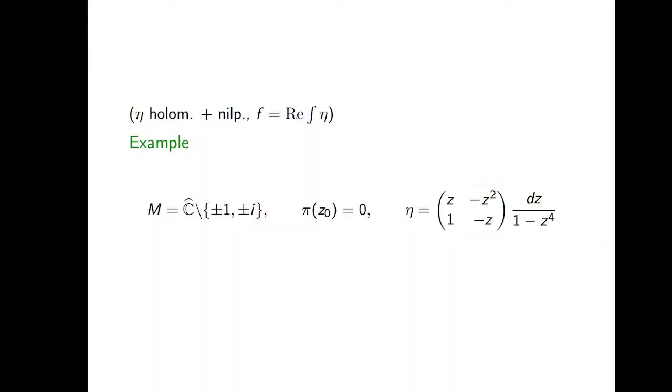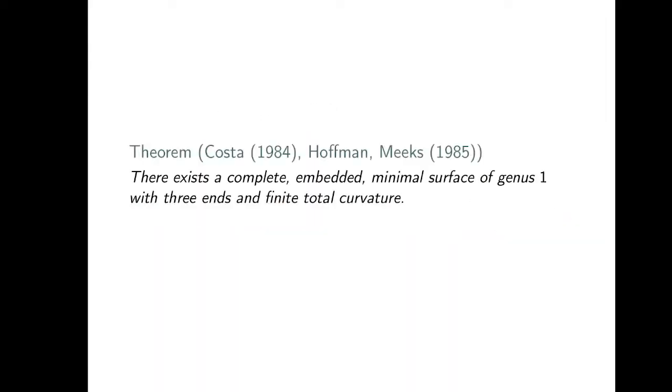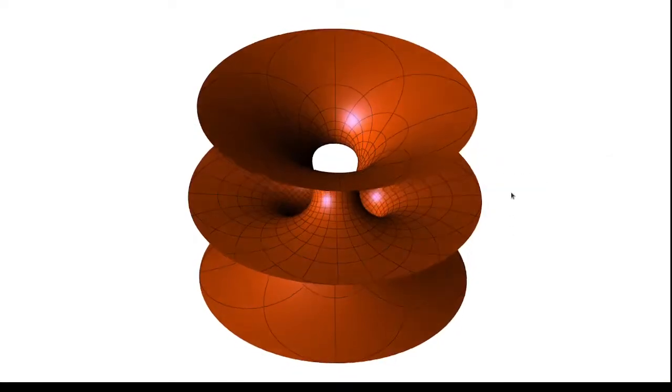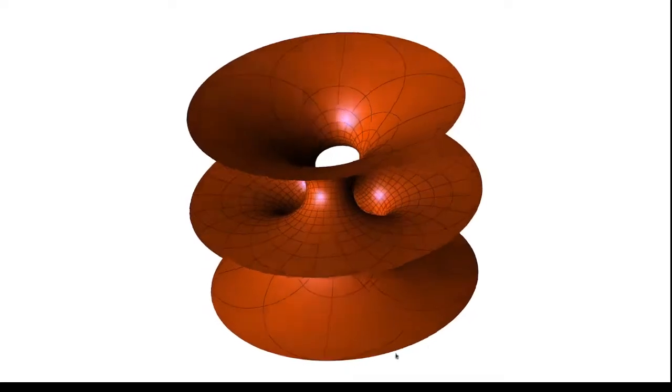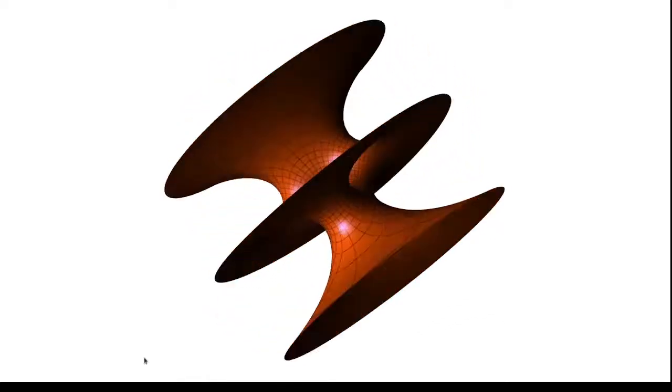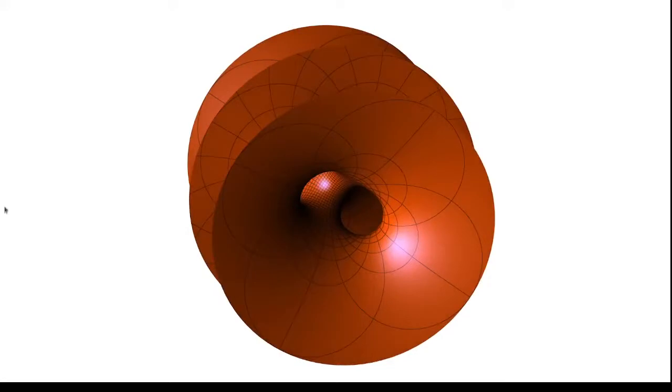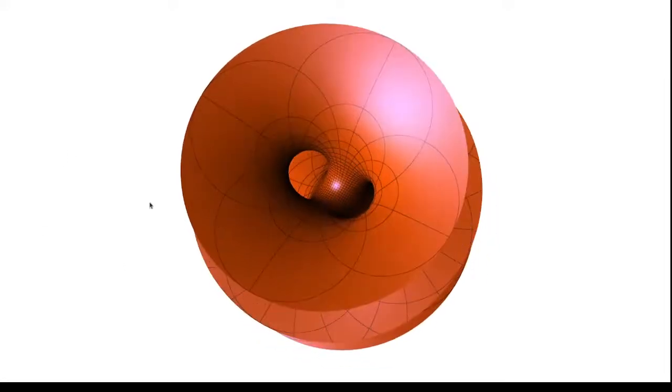Last but not least, let me talk to you about the Costa surface, discovered by Costa in 1984 and shown to be embedded 1 year later by Hoffman and Meeks. This is a complete embedded minimal surface of genus 1 with 3 ends and finite total curvature. Let me show you a picture of it. This is the Costa surface. And having pictures of it was actually quite important in order to prove that this surface is embedded.